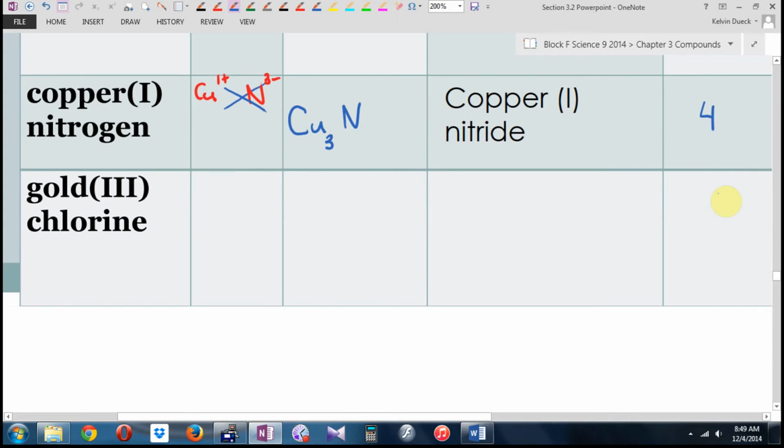Gold, turns out, is multivalent. By the way, a lot of the ones that are multivalent we use quite a bit in industry because the fact that they're multivalent means we can combine them with all sorts of stuff. So copper, iron, gold, hey, it's not a coincidence that we make stuff out of them too.